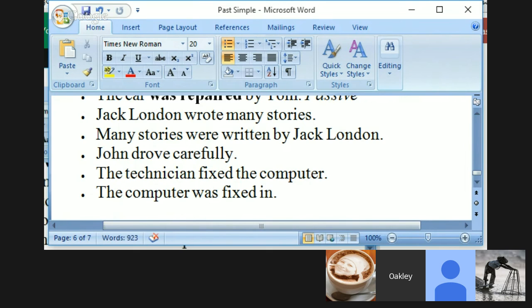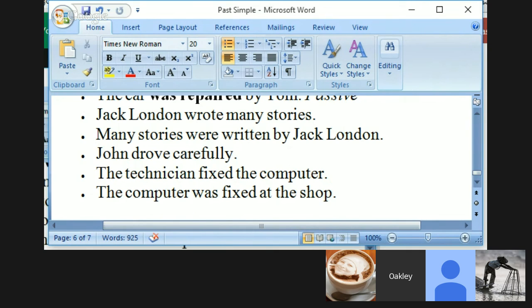We may add a different prepositional phrase. For example, in the morning, to show time. Maybe we added totally different. We don't care who fixed it. We just care that it was fixed. Maybe we add a different one, at the shop, to show place.